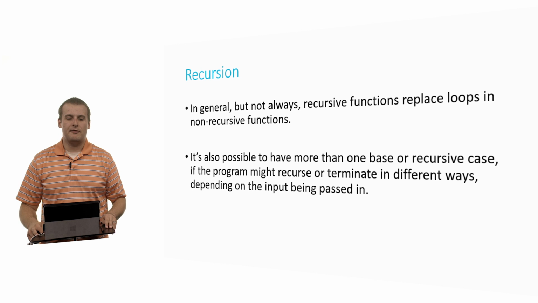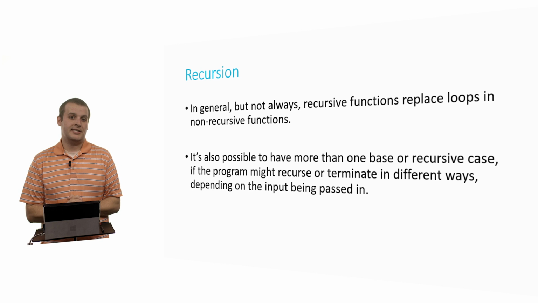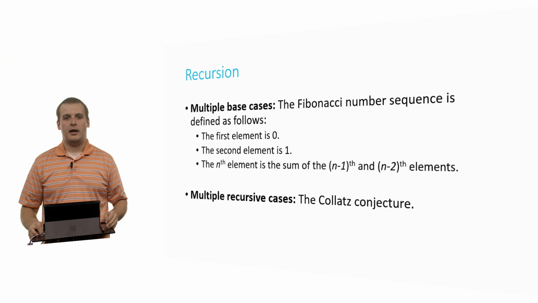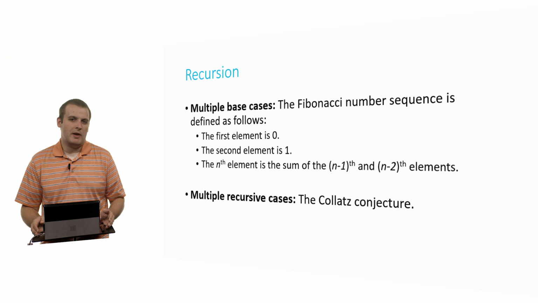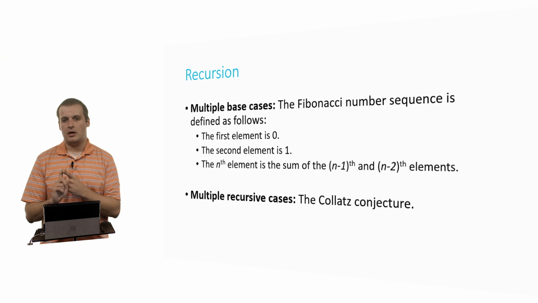Now, it is possible to have more than one base case or more than one recursive case, depending on what your function is trying to do. You're not necessarily just limited to a single base case or a single recursive case. So an example of something with multiple base cases might be this, the Fibonacci number sequence. You may recall from elementary school days that the Fibonacci sequence is defined like this. The first element is 0. The second element is 1. Both of those are just by definition. Then every other element is defined as the sum of n minus 1 and n minus 2.